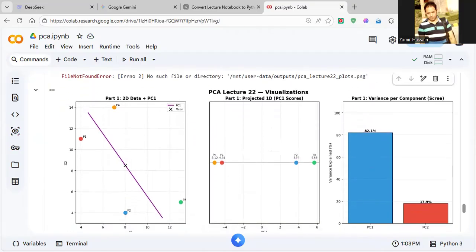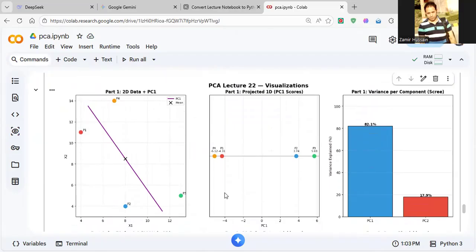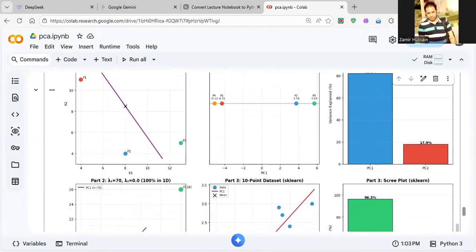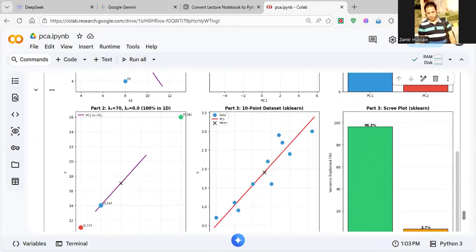For example, in the 2D data set, firstly, eigenvalue lambda 2 is equal to 0. Convert from two dimensions into one dimension, so the projection is one dimension. Variance per component is 98% and 17% for PC1 and PC2. Lambda 1 is 70 and lambda 2 is 0. This converts the two PCs into one PC.